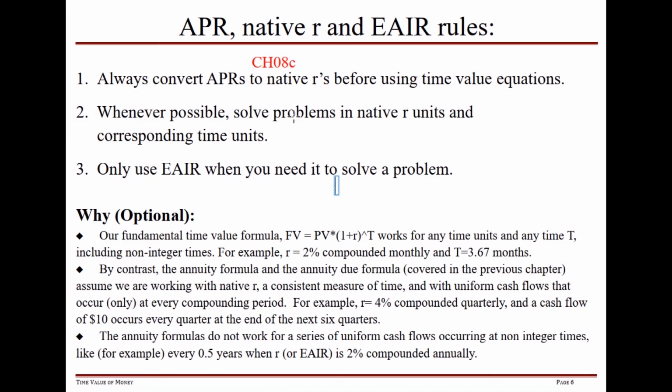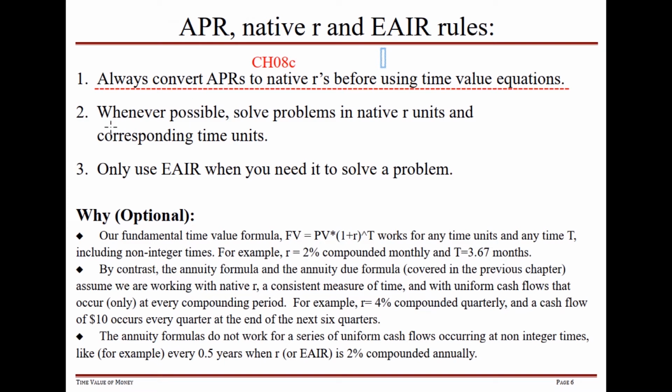Here are some good rules that'll always lead you to the right answer for problems where you have an APR to worry about or an EAIR to worry about. Thing number one is we always want to convert APRs to native Rs before using any of our time value equations, because the APR, as we know, is really a useless quantity, so it doesn't work in any of our time value equations. So why do we torture ourselves with APRs if I'm telling you they're useless? Again, because they are used, usually for nefarious reasons, by many banks, etc., in their advertising. They also come up in some of our bond examples.